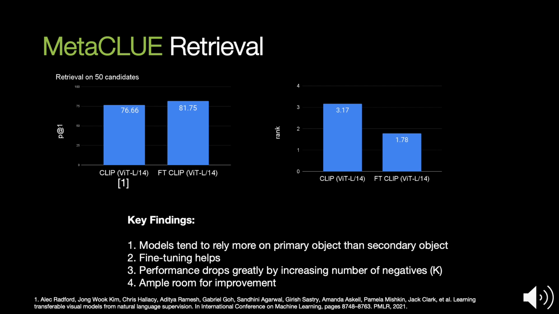We evaluate several state-of-the-art models in both zero-shot and fine-tuning settings. In our paper, we show more detailed experiments such as experiments with hard negatives. Overall, here are a few key observations from our analysis. Models tend to rely more on primary object than secondary object in identifying correct interpretation. Fine-tuning models show gains by up to +7 absolute points in precision. The performance of models is impressive with less than 50 negative candidates, whereas the performance drops greatly by increasing K. Finally, using hard negatives, we show there is ample room for improvement.